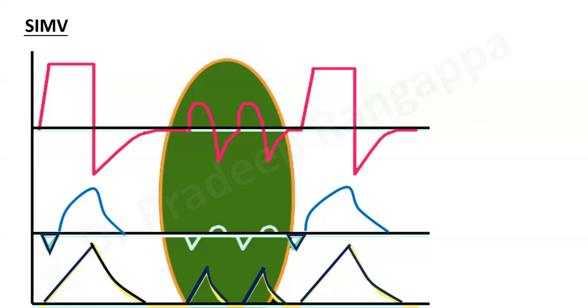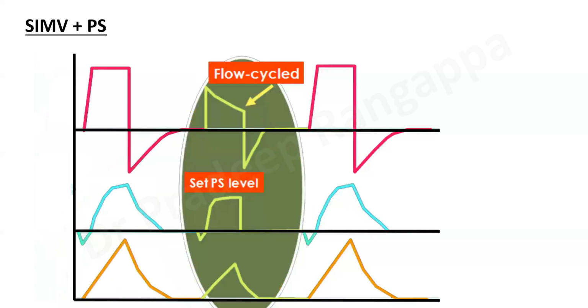That's why SIMV with pressure support seems to be a good middle path, where we get them to breathe and support those breaths along with mandatory breaths. So this is a mode which I like and I use very often. And I don't think it's complicated at all. But SIMV has to be used with pressure support.